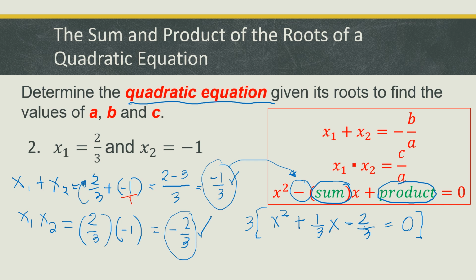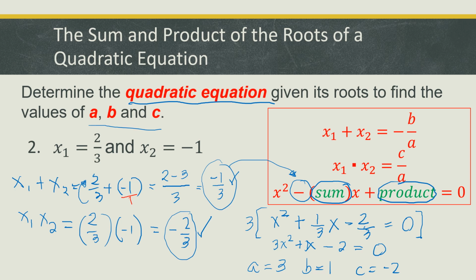3 times x squared is 3x squared. 3 times 1/3, that will give us 1, or simply x. 3 times negative 2/3, that is negative 2, and it is equal to 0. And what are the values of a, b, and c? A is 3, b is 1, and your c is negative 2.